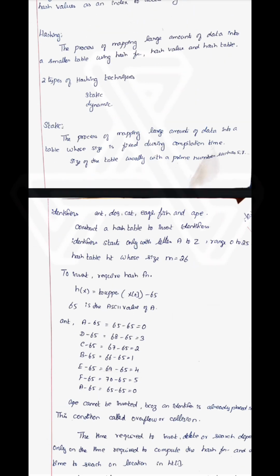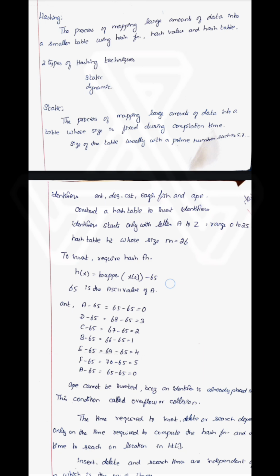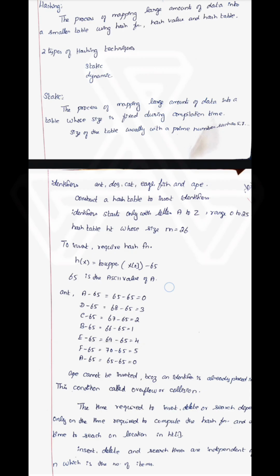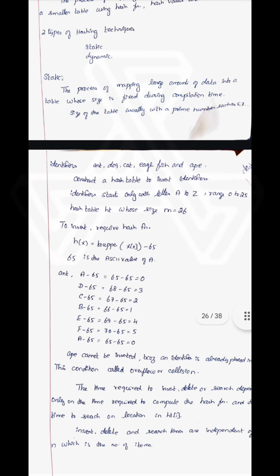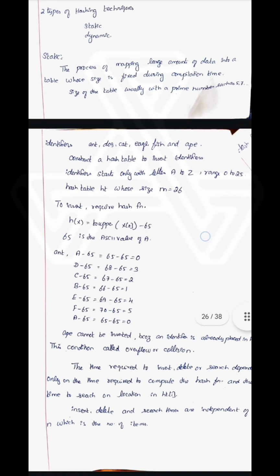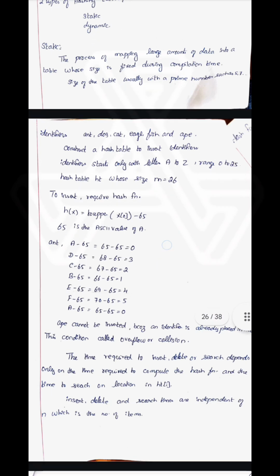Static hashing is the process of mapping a large amount of data into a table whose size is fixed during compilation time. The size of the table is usually a prime number such as 5 or 7. Identifiers: ant, dog, cat, eagle, fish, and ape. Construct a hash table to insert identifiers that start only with letters A to Z, range 0 to 25. To insert, we require a hash function: A is 65, so subtract 65.